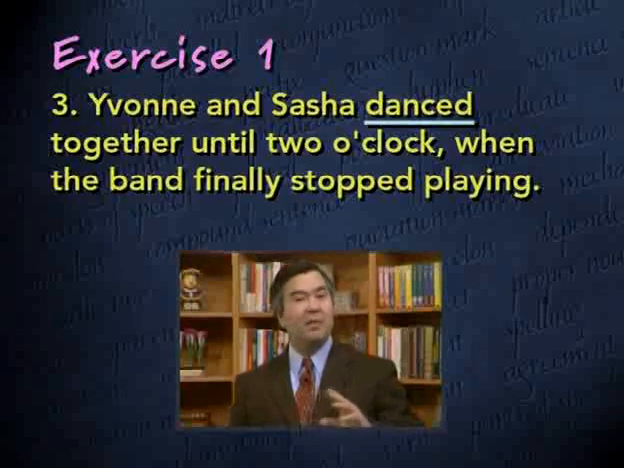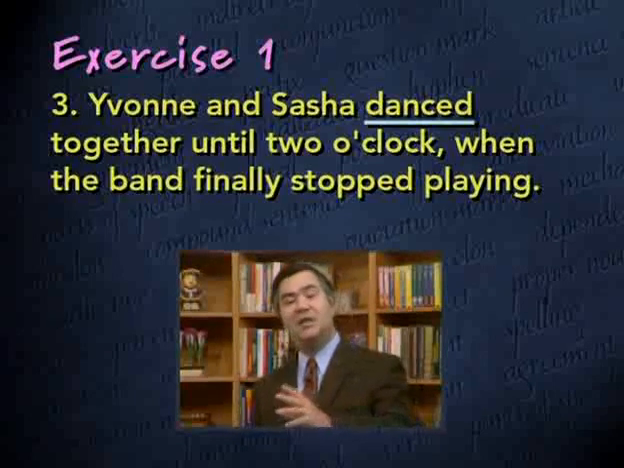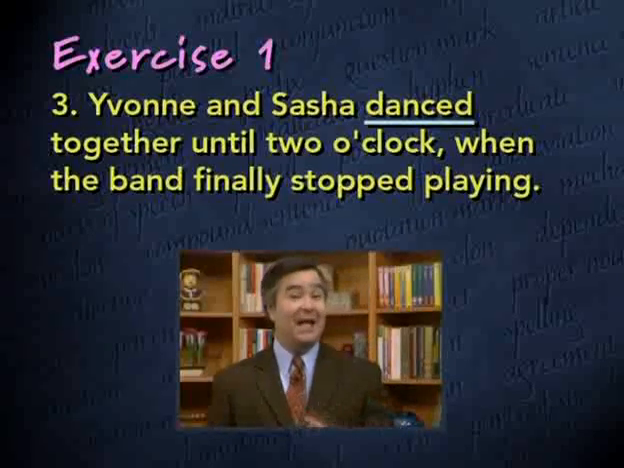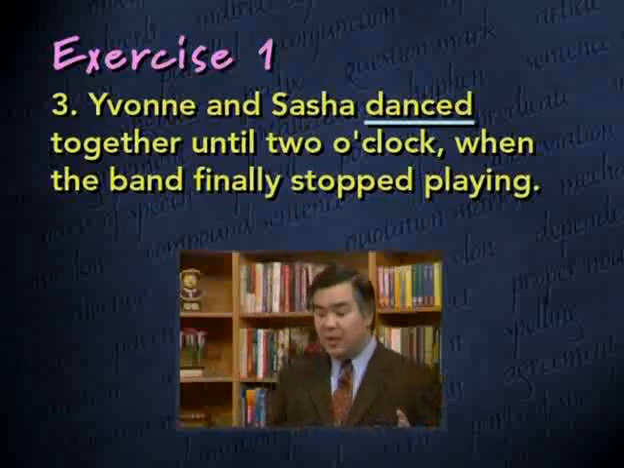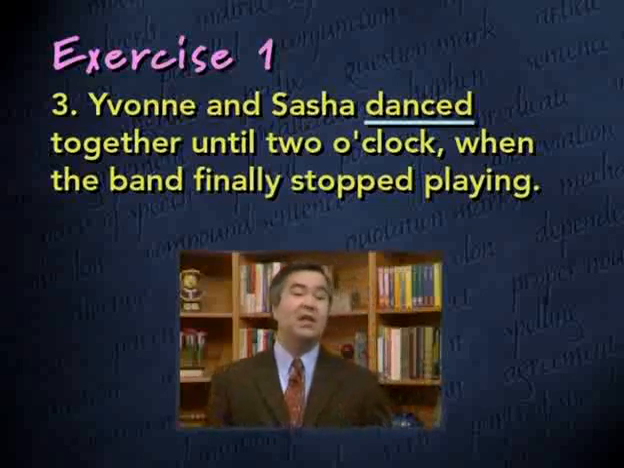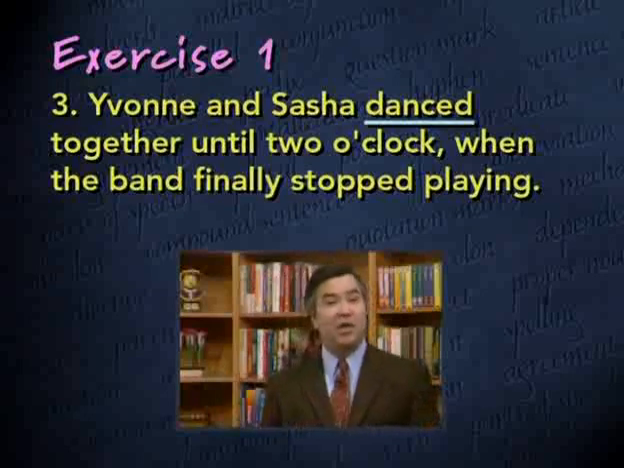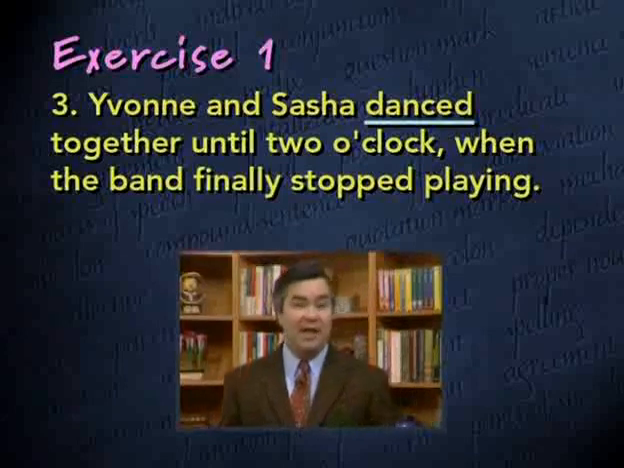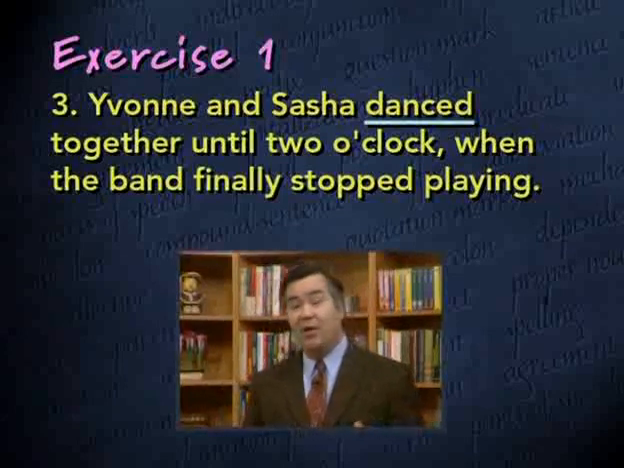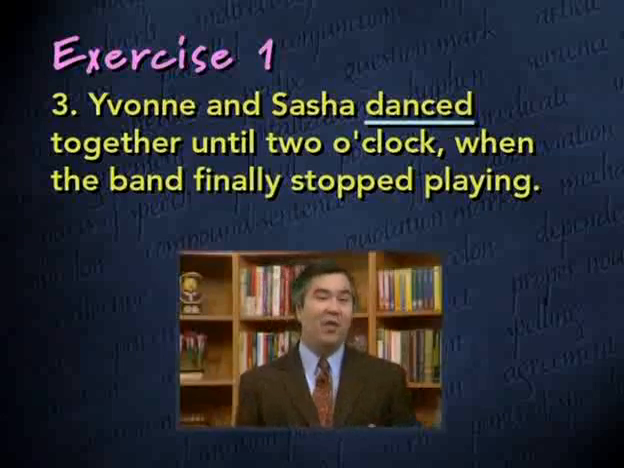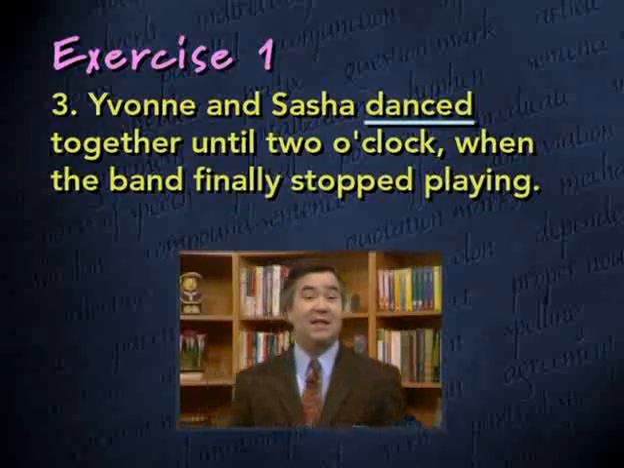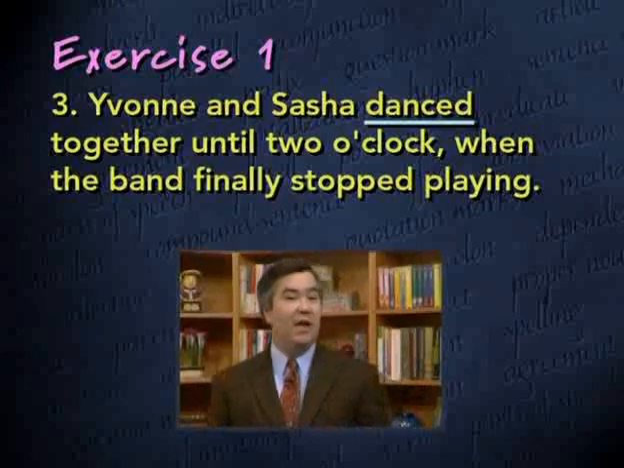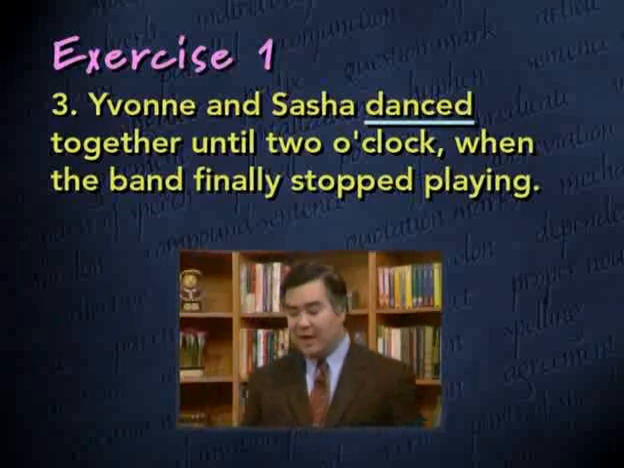Now, does the verb danced here have an object which receives the action of the dancing? That is, are we being told something that Ivan and Sasha danced? Not in this sentence. We're being told that they danced together. That tells us how they danced. And we're being told that they danced together until 2 o'clock, which is a little more information about how they danced. The word together is an adverb because it gives more information about, or modifies, the verb danced. It tells us how they danced. And until 2 o'clock is a prepositional phrase that also gives us more information about how they danced.